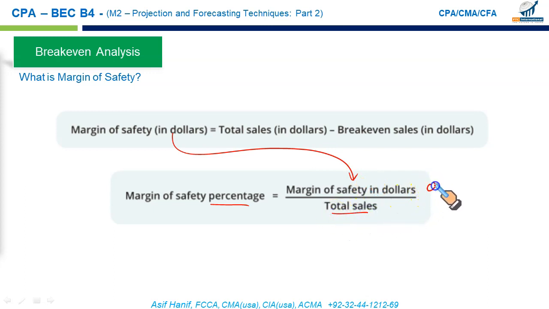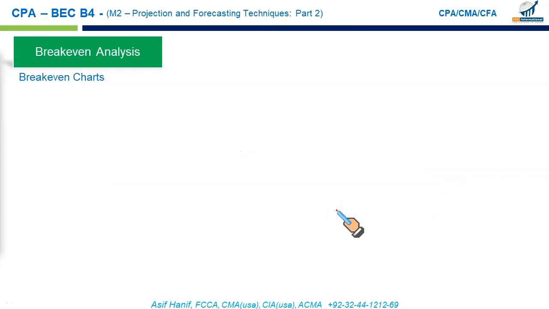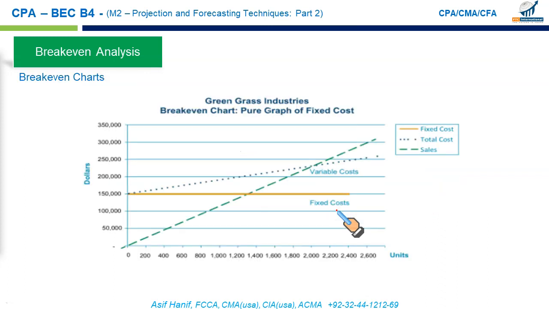So it could either be in quantity, or it could be the revenue, the margin of safety in dollars and the total sales revenue in dollars. Again, the percentage would be the same whether you use quantity or the dollar-based inputs. The formulas are pretty straightforward. Next, we have break-even charts.